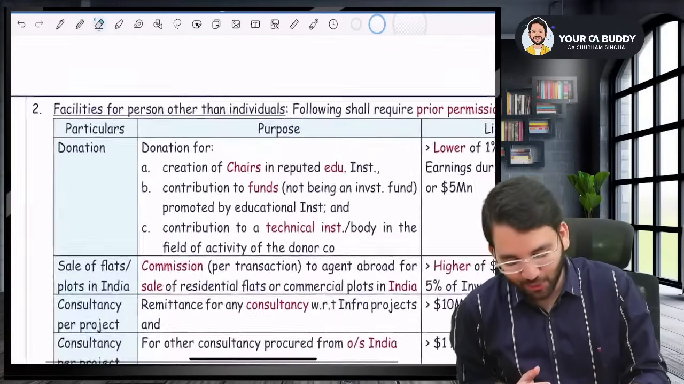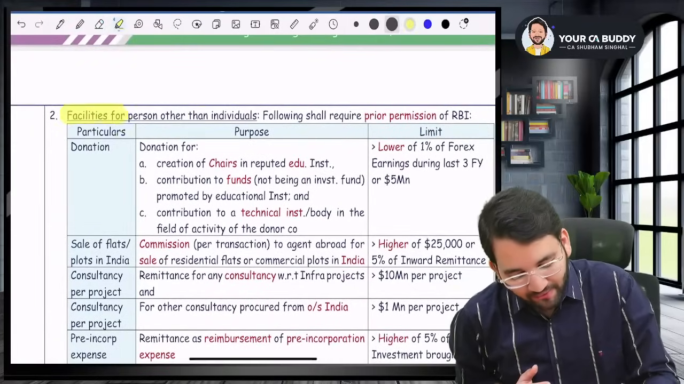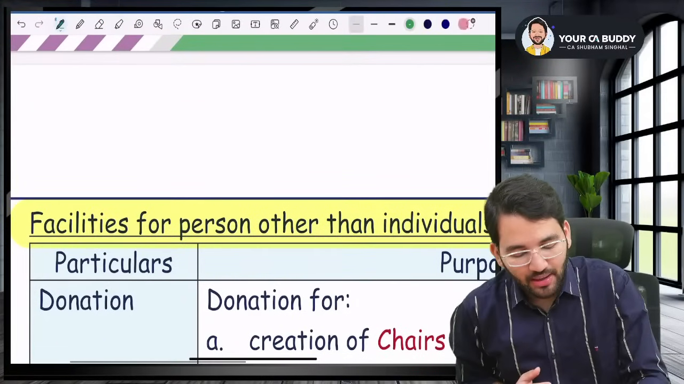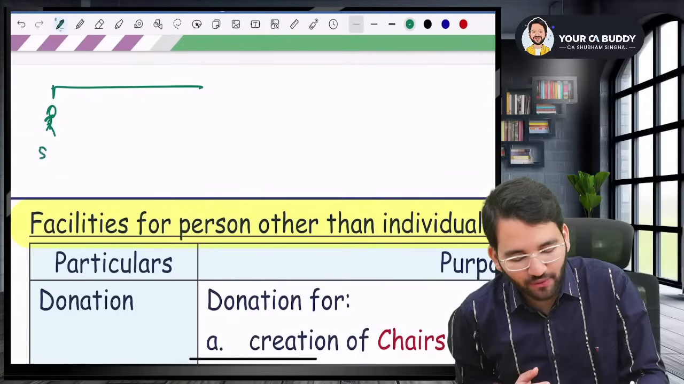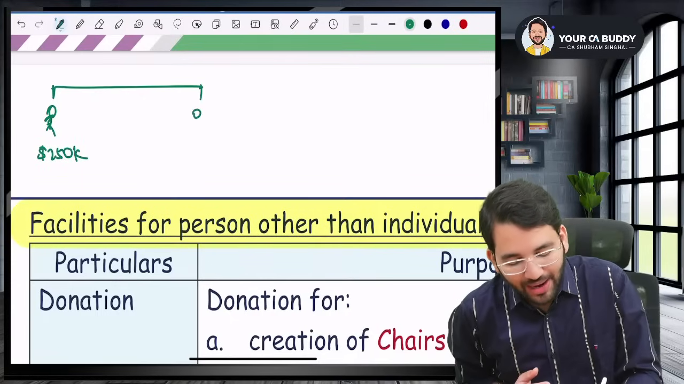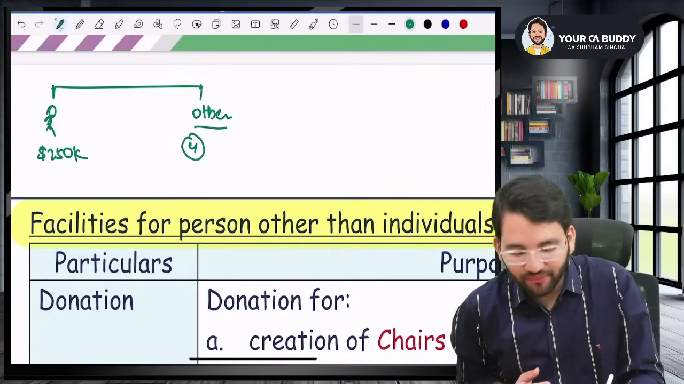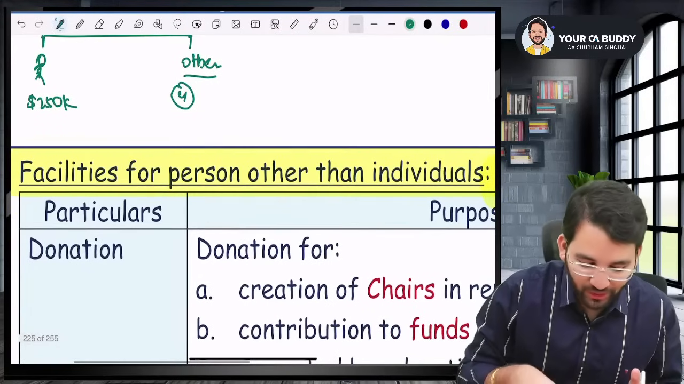Okay. Now, guys, next portion. Please listen to me very carefully. Facilities for person other than individual. So for individual, I told you there is a limit of $250,000. But for other than individual, sir, there are 4 different cases. You have to remember these 4 different cases.